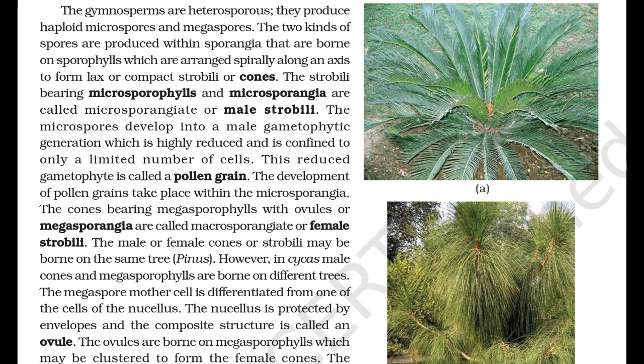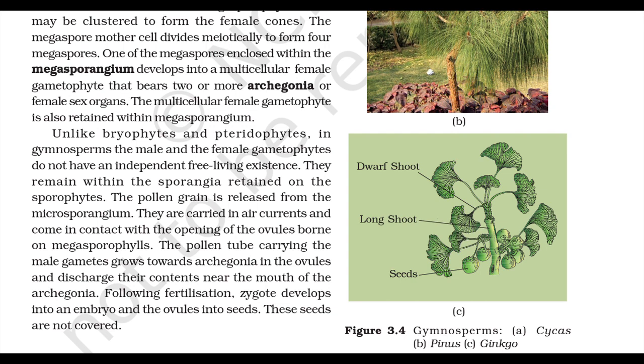The megaspore mother cell divides meiotically to form four megaspores. One of the megaspores, enclosed within the megasporangium, develops into a multicellular female gametophyte that bears two or more archegonia or female sex organs. The multicellular female gametophyte is also retained within the megasporangium. Unlike bryophytes and pteridophytes, in gymnosperms the male and female gametophytes do not have an independent free-living existence. They remain within the sporangia retained on the sporophyte.